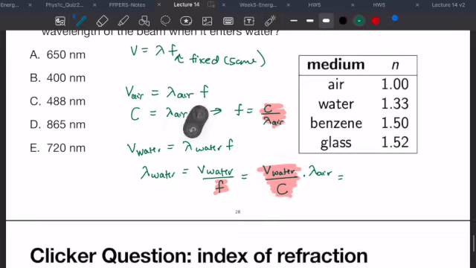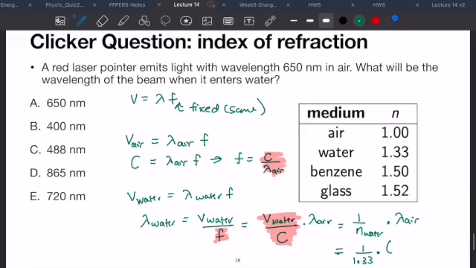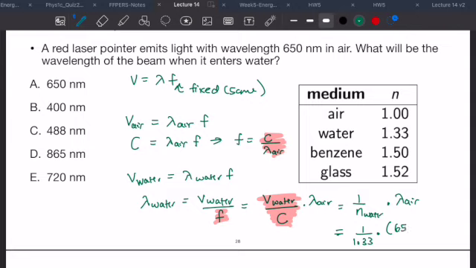So recognizing that, we get that lambda water is 1 over n water times lambda air. And 1 over n water is equal to 1 over 1.33, times lambda air, which is 650 nanometers. Once we divide 650 by 1.33, we'll get approximately 488 nanometers. So the correct answer is C.